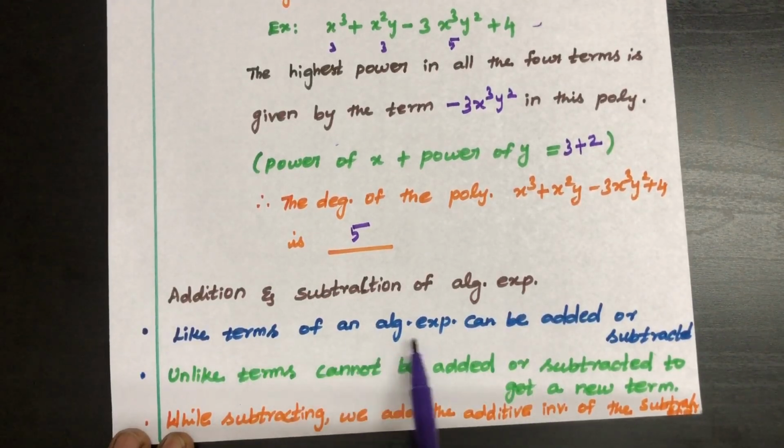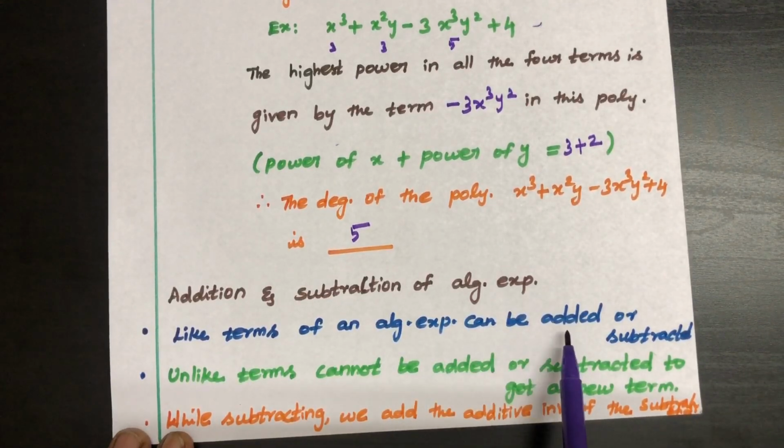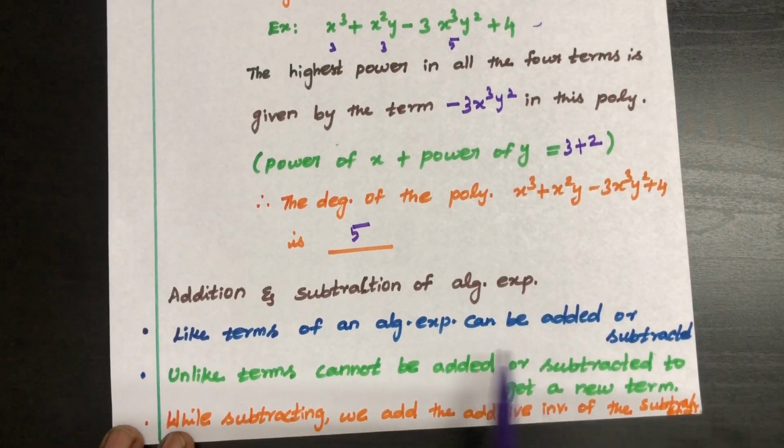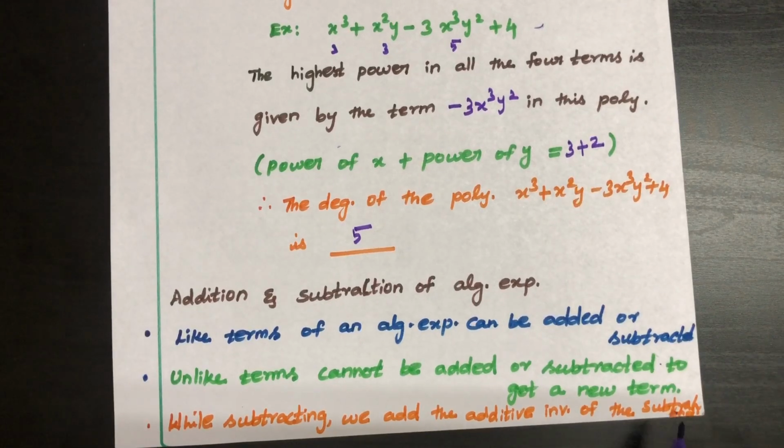Next, addition and subtraction of algebraic expressions. Like terms of an algebraic expression can be added or subtracted. If two algebraic expressions have like terms, they can be added or subtracted. Unlike terms cannot be added or subtracted to get a new term. While subtracting, we add the additive inverse of the subtraction.